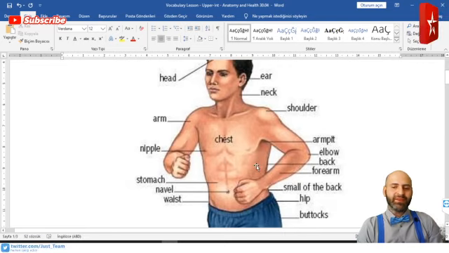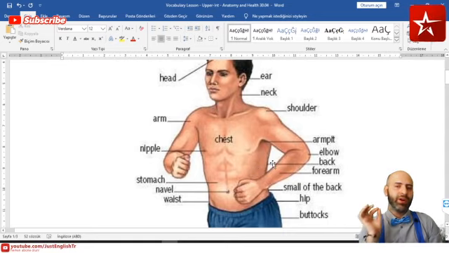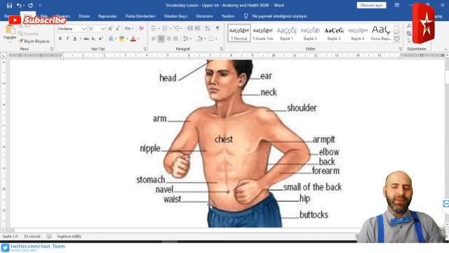On the back part we can just say the back, and also we need to know that on our back we have spine. Spine is the main bone connecting our head and our lower body to each other. Just in the middle we have got waist.